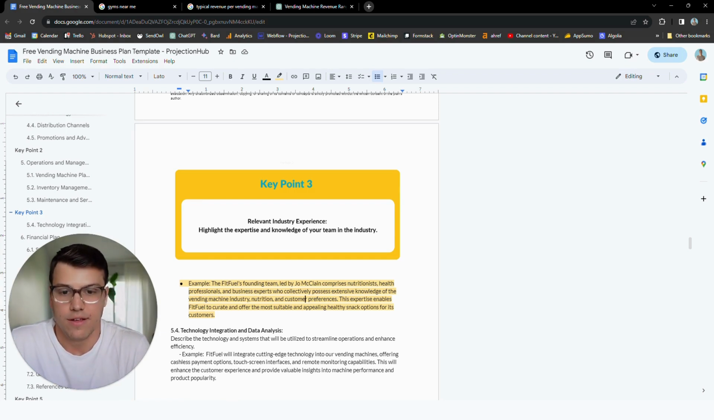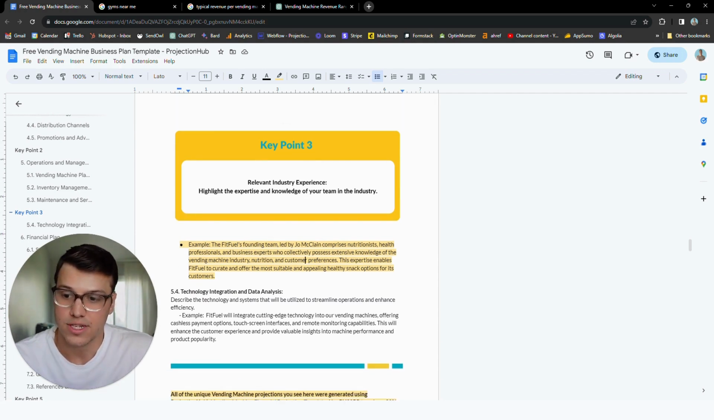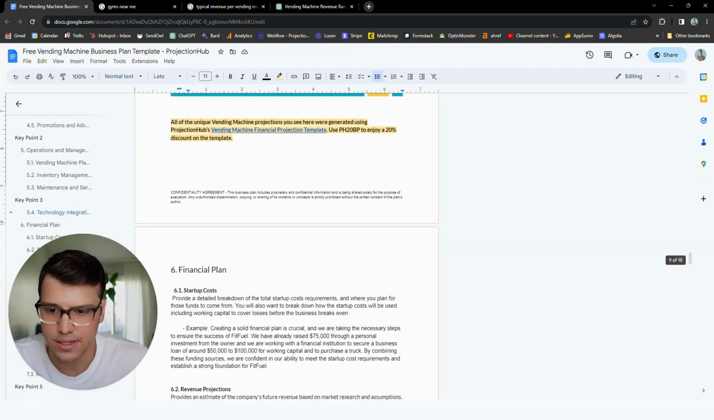So again, if the goal here is to increase your likelihood to get approval for financing, the more you can do to demonstrate and put those fears at ease is going to lead to a higher likelihood of approval. So we'll move on from that.